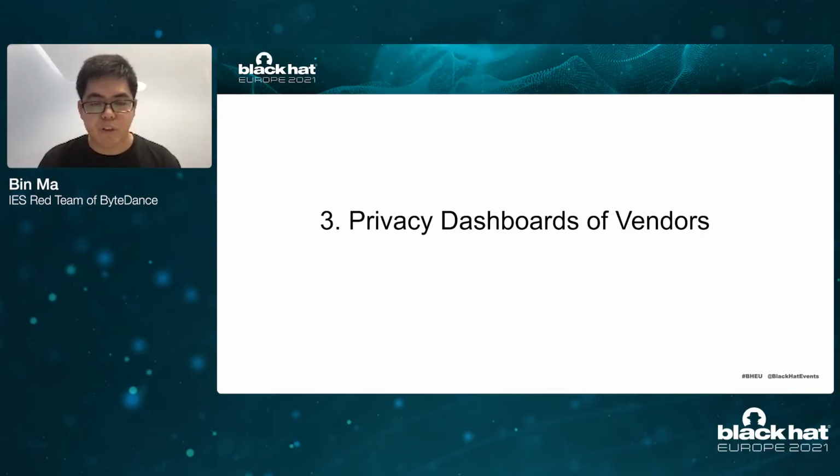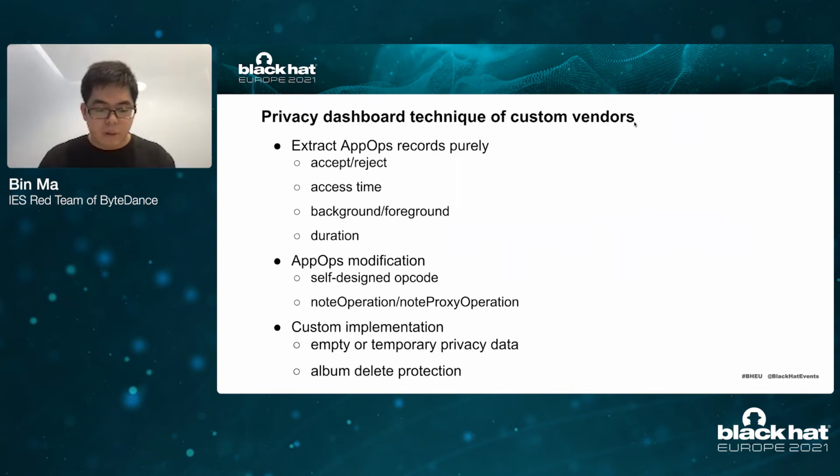Next, I will introduce our vendor part. We did a deep research on 5 vendors' privacy dashboards and found they are different. They use different techniques. First, some vendors extract AppOps records and show them directly, including the permission state like accept or reject, access time, background or foreground, and the duration of obtaining sensitive data.